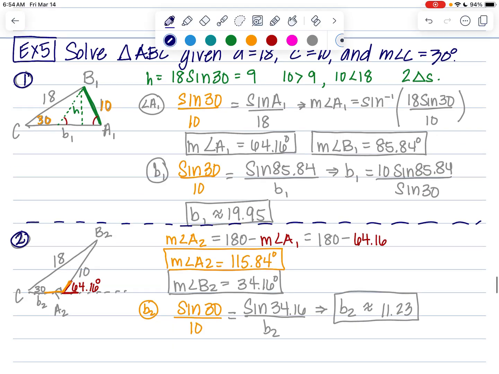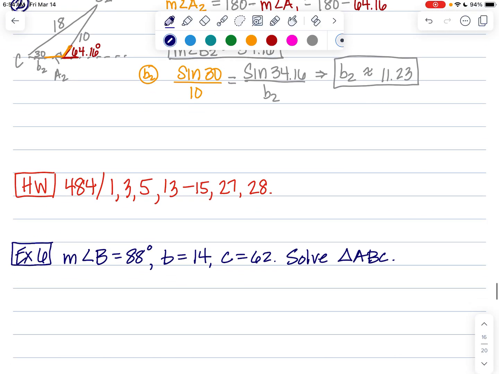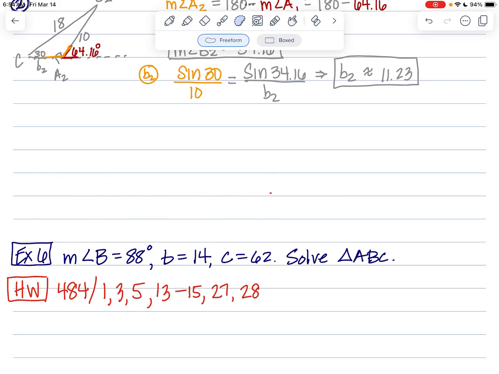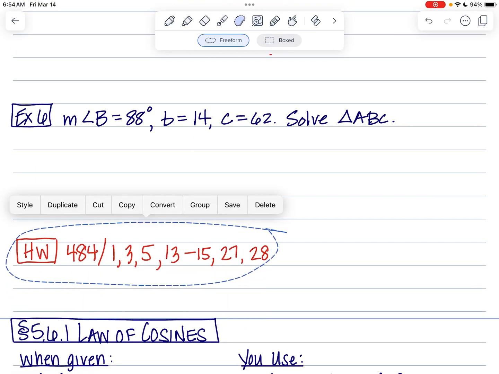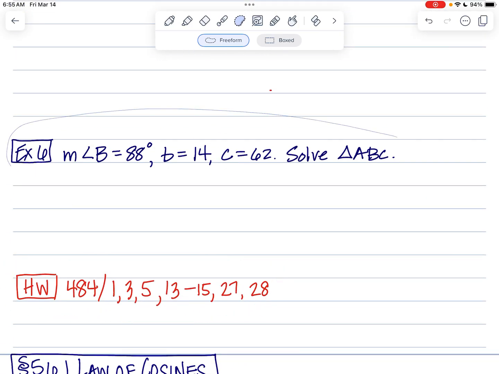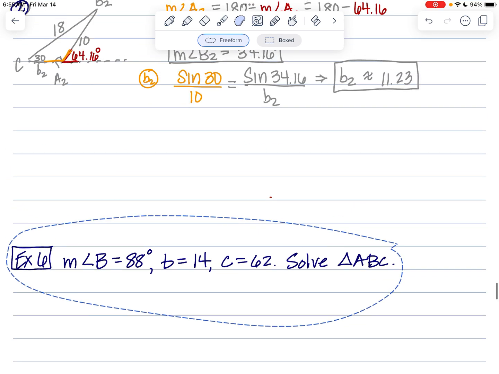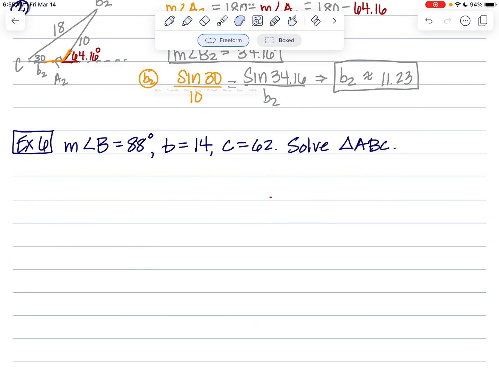Okay. I have one more example to go through with you, even though I have this here. I need to move it down. There we go. I'm going to go through one more, and this is going to be extremely fast. The measure of angle B is 88, side B is 14, and side C is 62. Solve triangle ABC. So I'm going to draw this out.